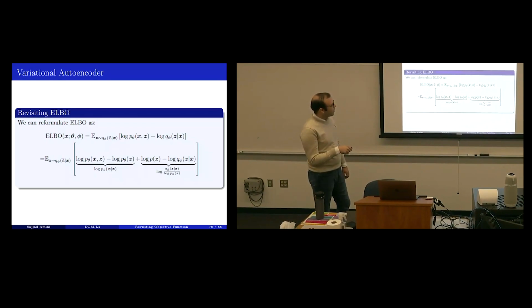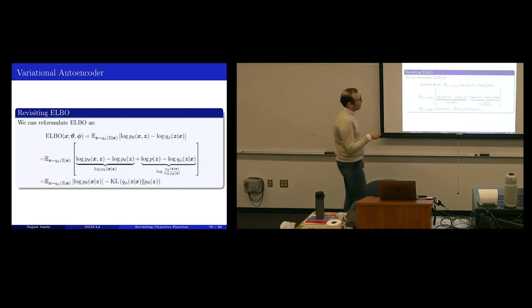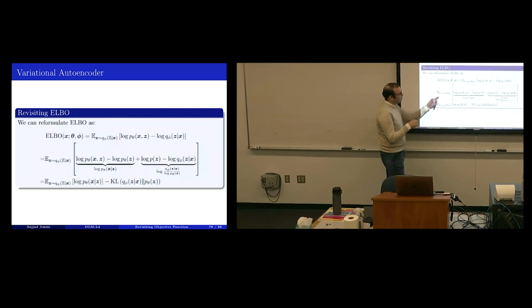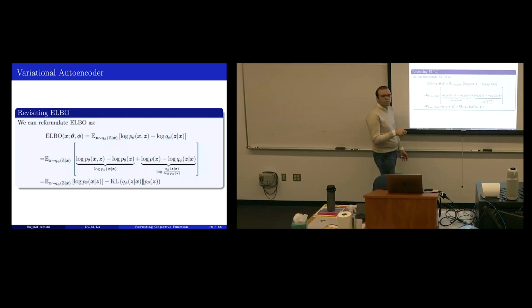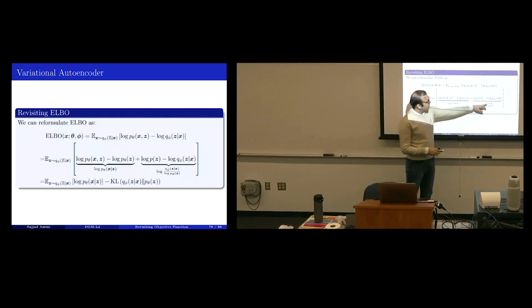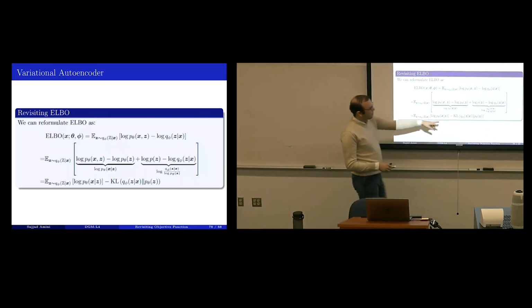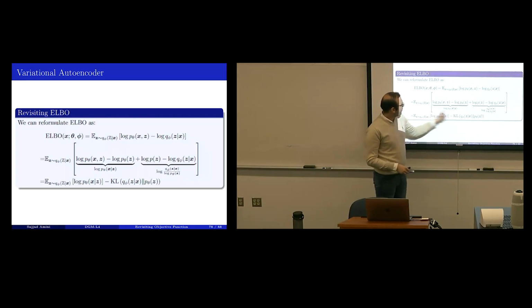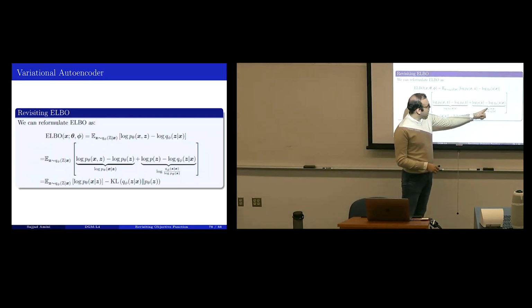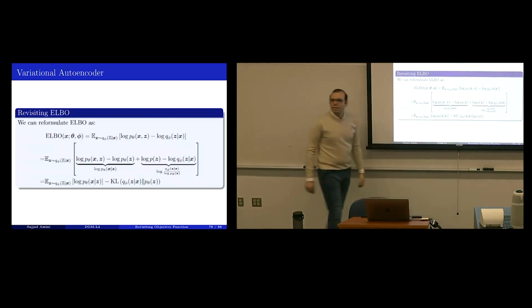Now pay attention to what happened next. I have the expectation over the approximate posterior of this term. Again, I write it here without any change. But the next one is very interesting. The expectation over the approximate posterior of this ratio. What is it? It is the KL divergence between the numerator and denominator. Why? Because we know that the KL divergence is the expectation with respect to the first distribution of the log of the ratio of first to the second. So I have a KL divergence here.